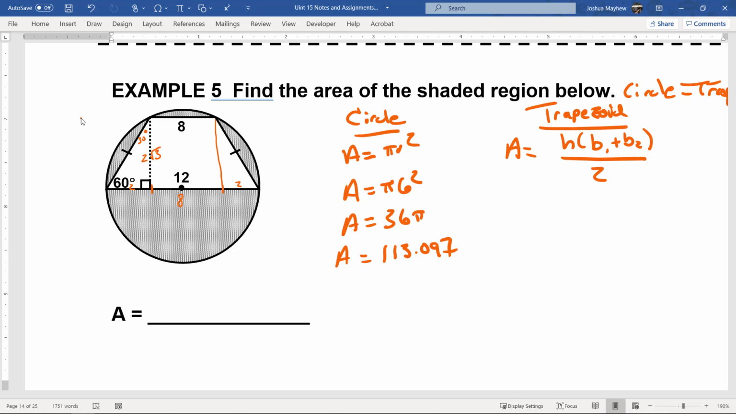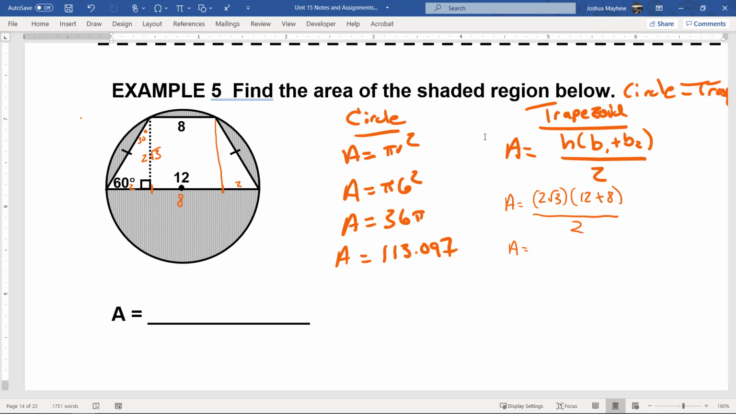Now, that seems pretty simple, but you do have to have the knowledge, and it's kind of a puzzle to figure out what that height is. So let's plug in my values. I have the height, which is 2 rad 3. One of the bases is 12, the other base is 8, and divide that by 2. Okay, so make sure you do all the numerator before you divide by 2. Order of operations would make that difficult if you don't do it correctly.